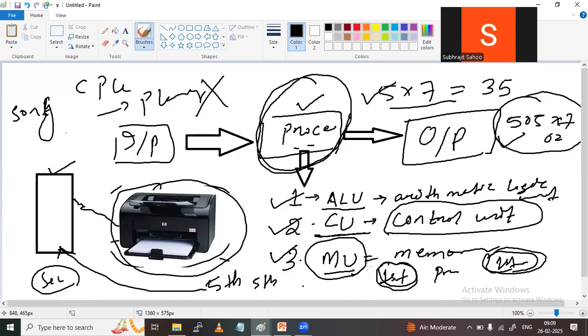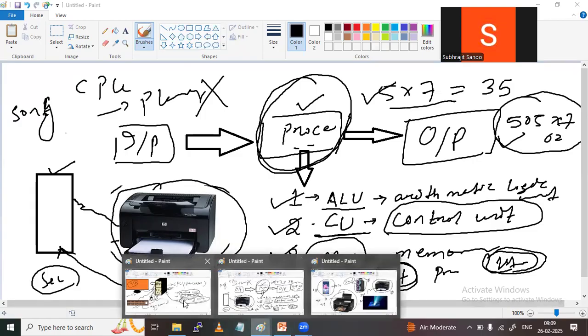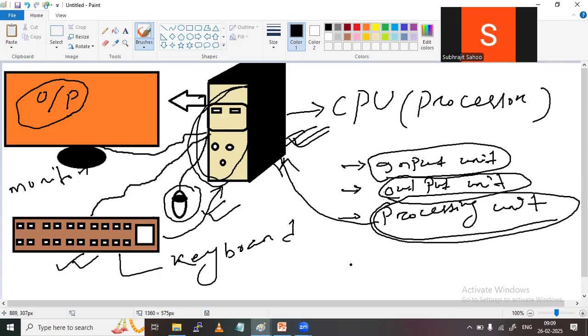In this video, we discussed the several units of a computer system: the output unit, input unit, and processing unit. I hope this concept is very clear to all of you. I request you to please watch this video at least 1 to 2 times so that you can get better clarity. I have given examples, diagrams and visualization, so you can easily remember.